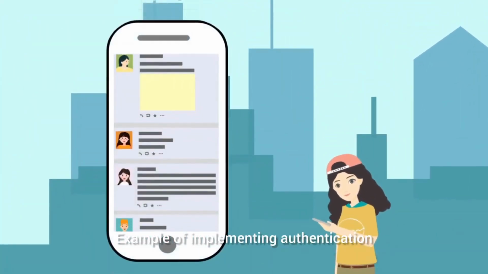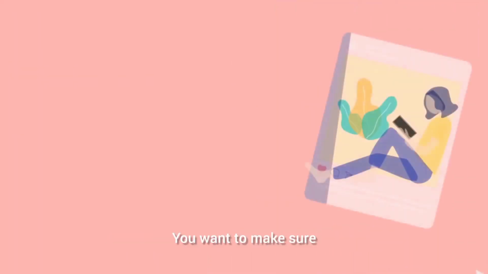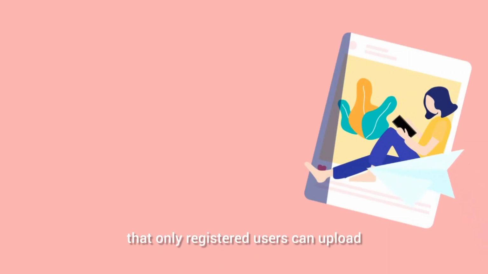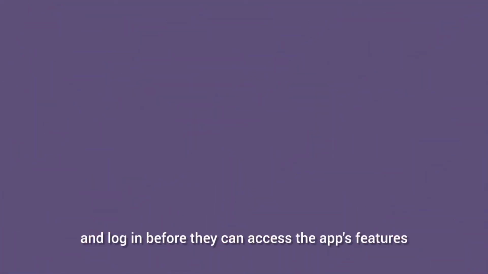Example of implementing authentication. Imagine you're building a photo sharing app. You want to make sure that only registered users can upload and view photos. You could implement a username and password system, requiring users to sign up and log in before they can access the app's features.